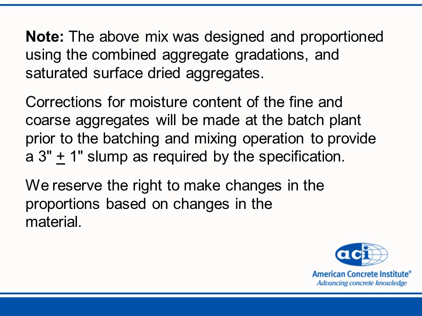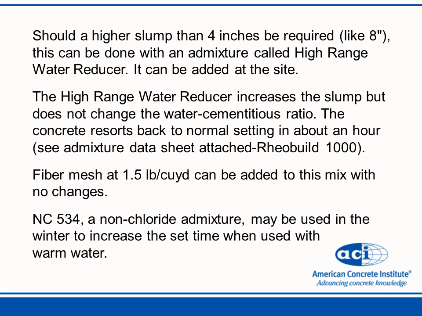However, as the owner of the coarse aggregate crusher, I was able to maintain the gradations that we needed for concrete. Then I also put on the mix design sheet that should a higher slump than 4 inches be required, like an 8, we could use an admixture called a high range water reducer. This would increase the slump but not change the water cement ratio, and the concrete would revert back to its normal setting time in about an hour.